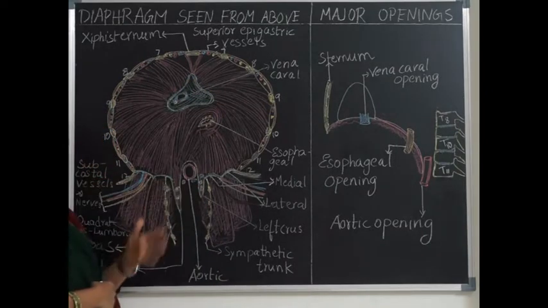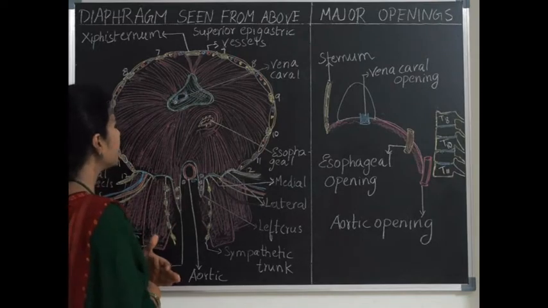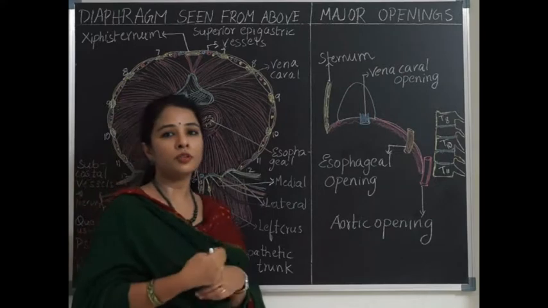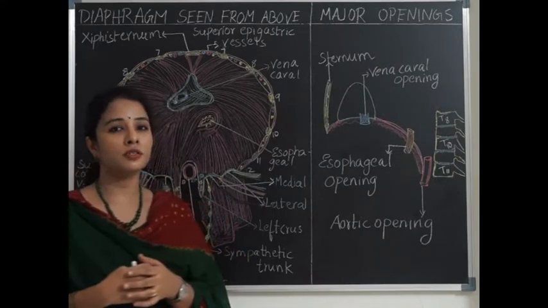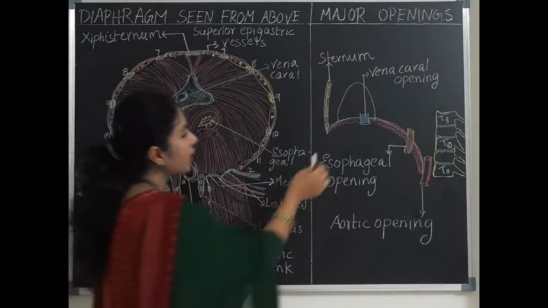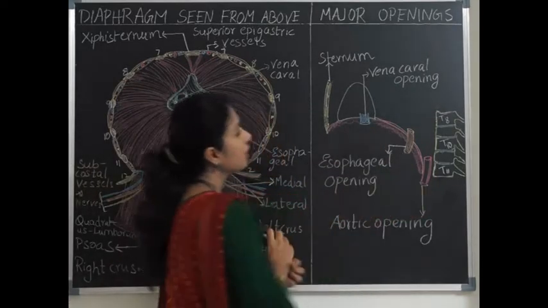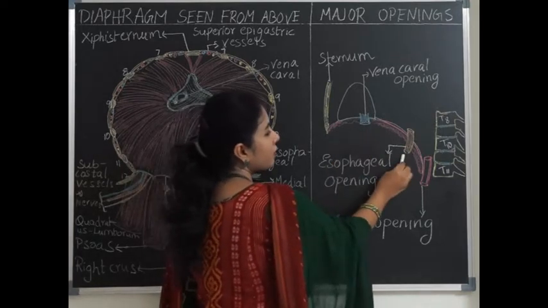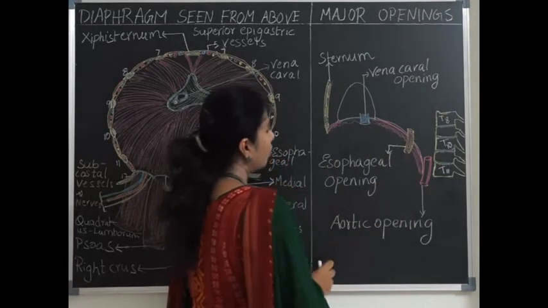We shall see the structures passing through the diaphragm. There are many structures which go up to the thorax and come down from the thorax into the abdomen. Starting with the major openings of the diaphragm, there are 3 major openings: the vena cava opening, the esophageal opening and the aortic opening.